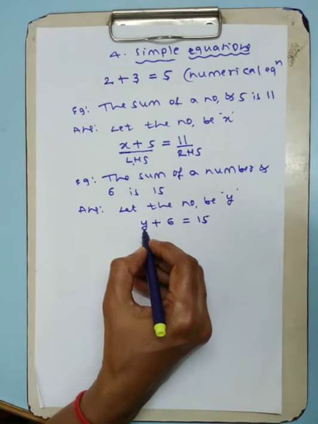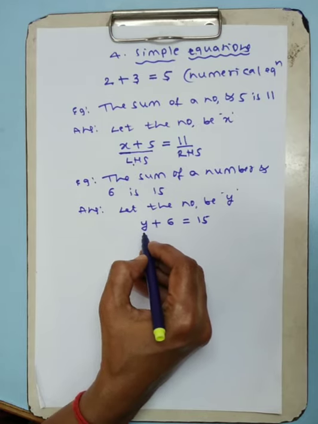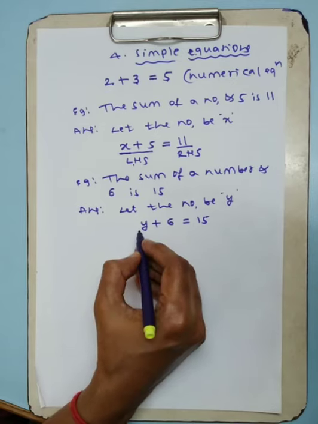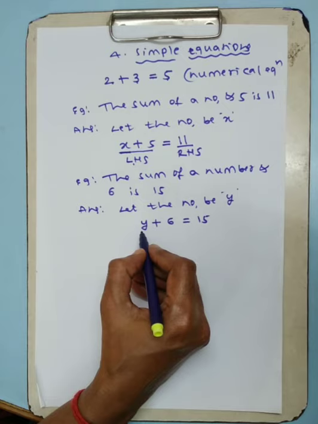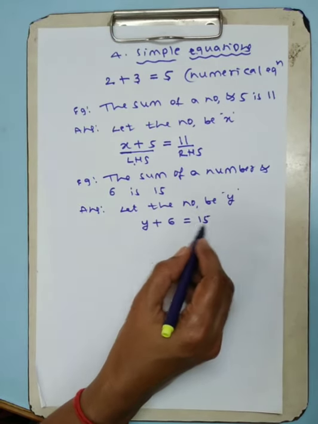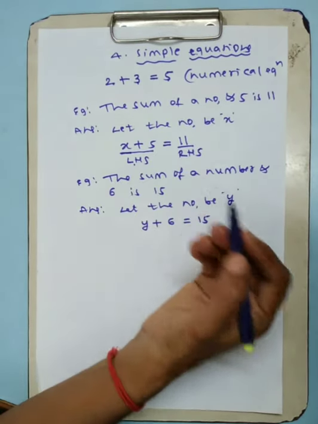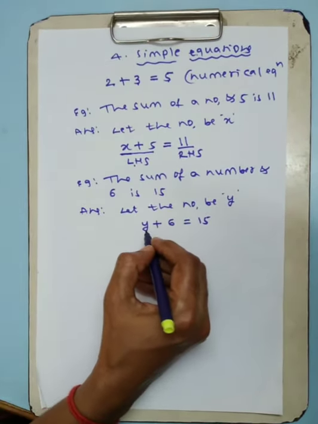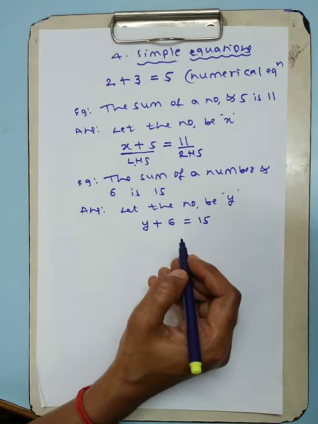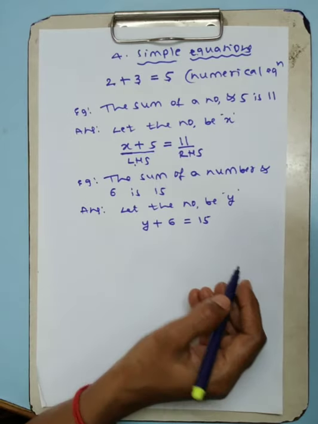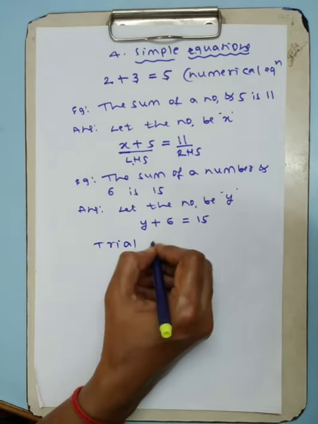Okay, so here the y is called what? The unknown term. So this unknown term is called a variable. Variable means the quantity which varies. So in this equation, y is the variable. In the earlier equation, x is the variable. Then how to find out this unknown term? So we can use what? The trial and error method.